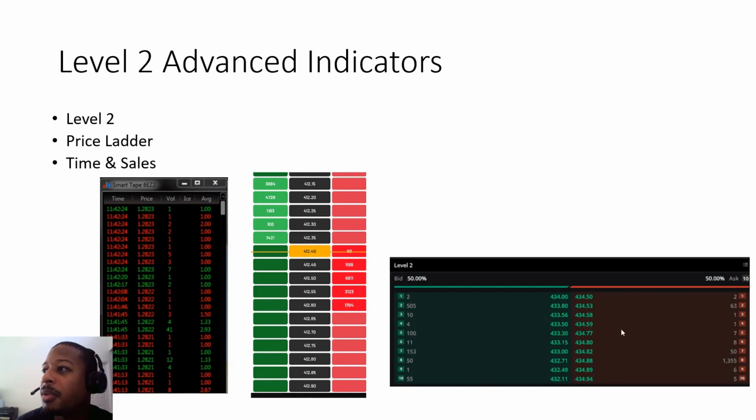This is what they're waiting to line up and execute. You've got 505 orders here at 433.80, and then 63 here at 43.40. And this ladder pretty much moves up and down as the orders get executed. The reason why I have the price ladder here is because it helps show the sliding scale of the price of the stock as it's actually being executed.